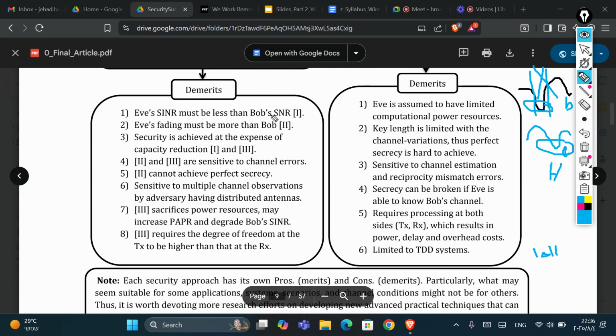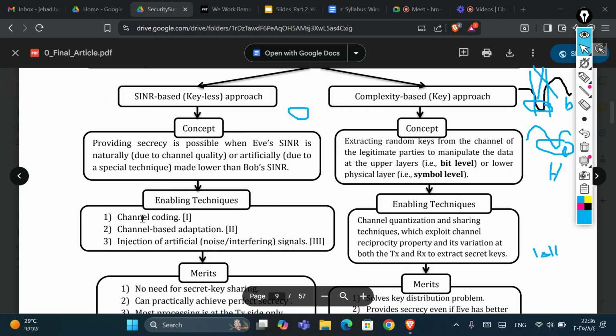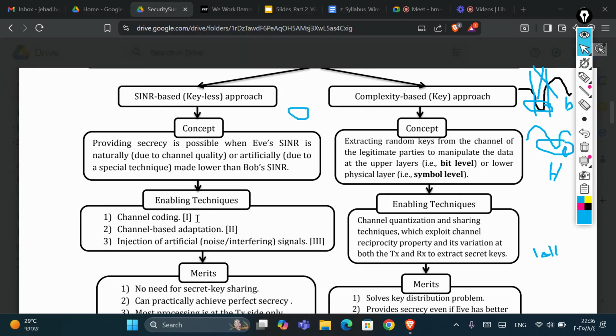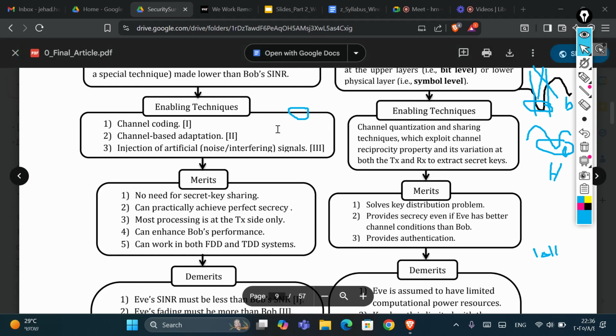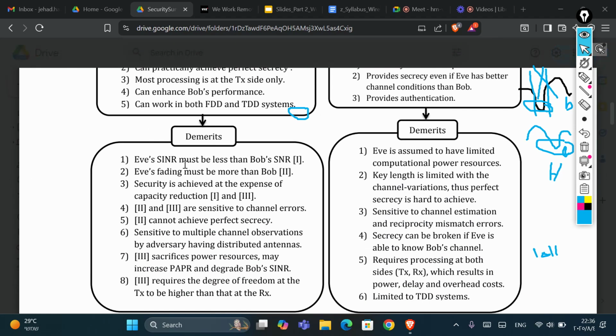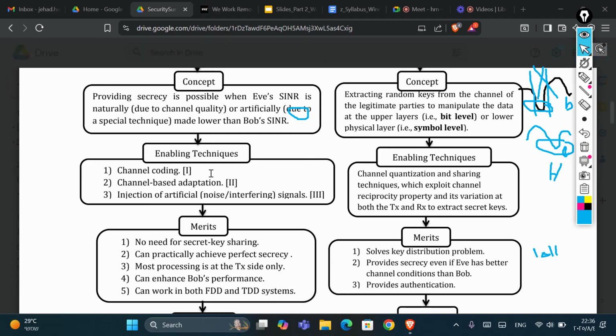And for the first demerit, I forgot to mention that this is related mainly to the channel coding part. There is one I, two I's, three I's. What do I mean by these? When we said enabling techniques, we said channel coding, where we gave a symbol for it, I, channel-based adaptation, two I's, and injection of artificial interference, three I's. So when we put I or II, I refer to which technique this demerit is applicable to, which kind of approach. So when I said the SINR requirement, it is mostly related to channel coding.